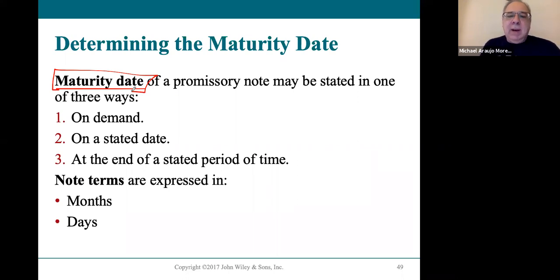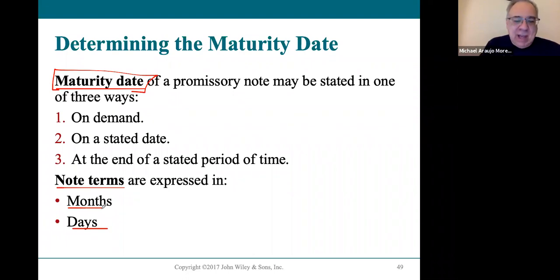Maturity dates are normally expressed on the note from the date that it was made, when the note was actually created. And it usually states either a period of months or days. Months are easy because there's 12 months in the year. So if I made a note with anyone today and it was a 3-month note, we're in February, so March, April, and May. What's our date today? The 18th. It would be due May 18th.